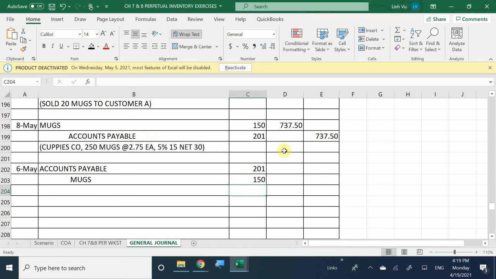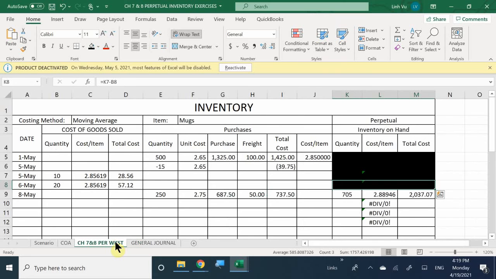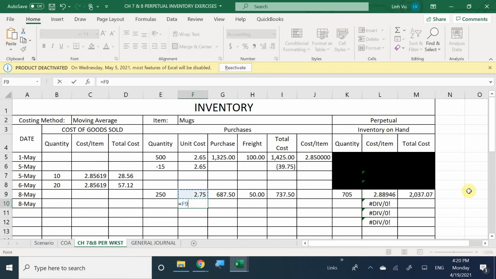Now it's up to you. We can solve for it in our inventory worksheet. So once again, it is the same thing, May 8th. We're going to recognize that we're not really returning, right? But we know for a fact that it should be for how much? How much was each cup? $2.75 each.